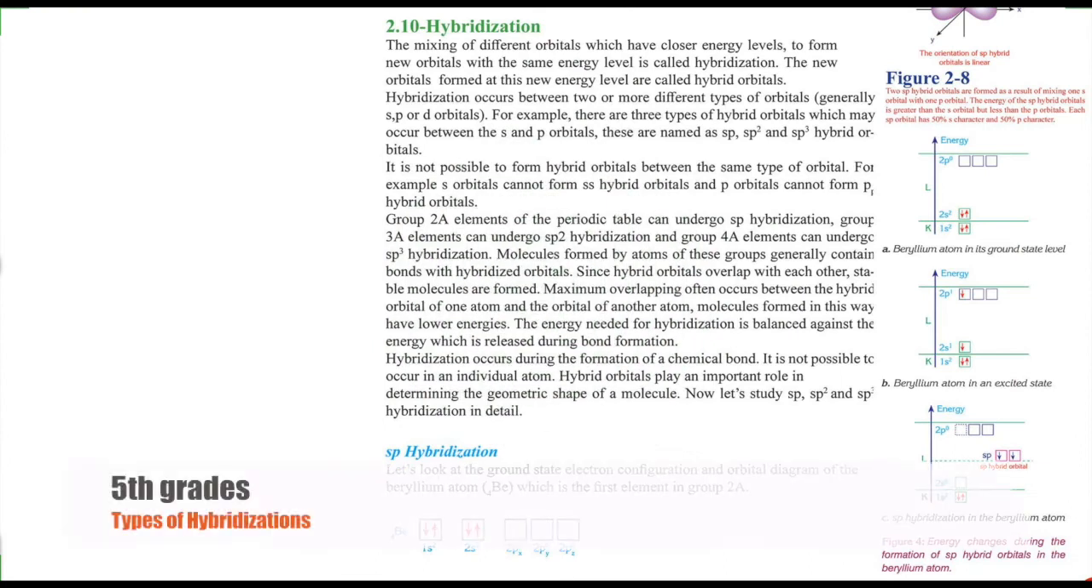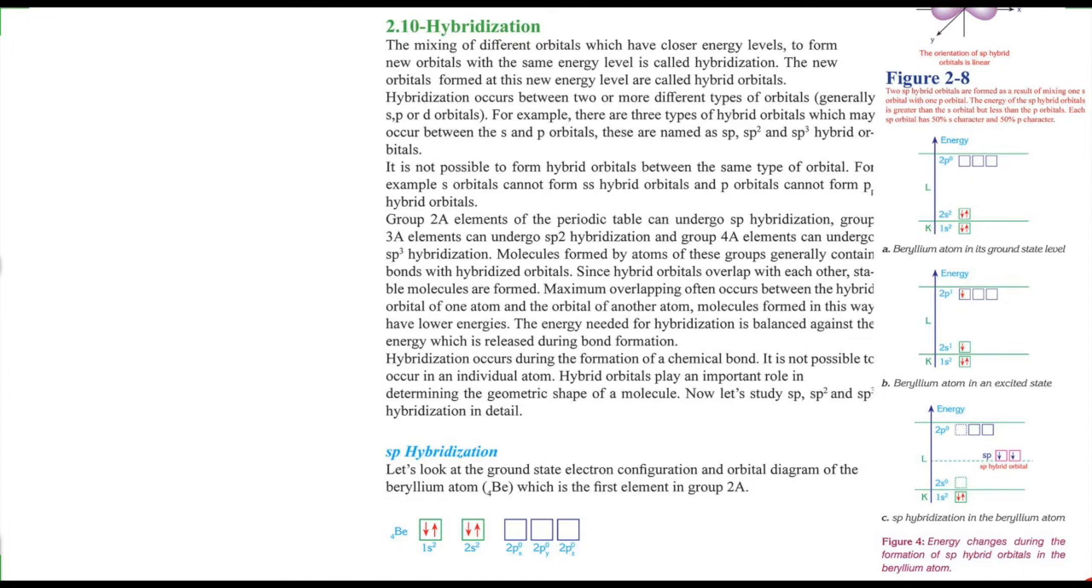Hello everyone, we are talking about hybridization. The mixing of different orbitals which have closer energy levels to form new orbitals with the same energy level is called hybridization. The new orbitals are called hybrid orbitals. Hybridization occurs between two or more different types of orbitals, generally S, P or D orbitals, and you learned them.